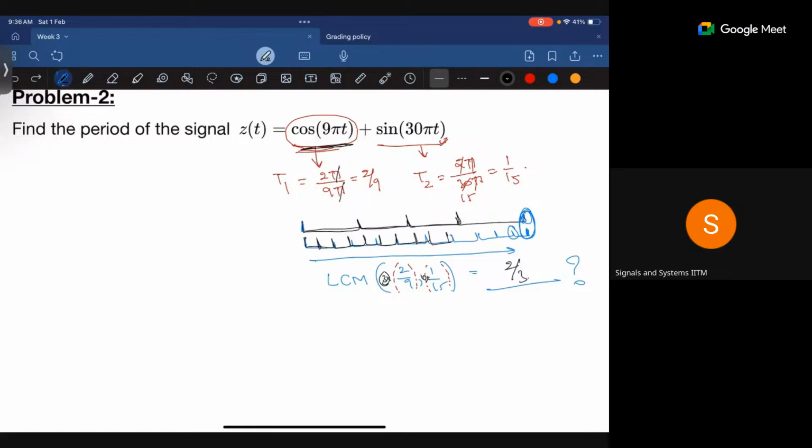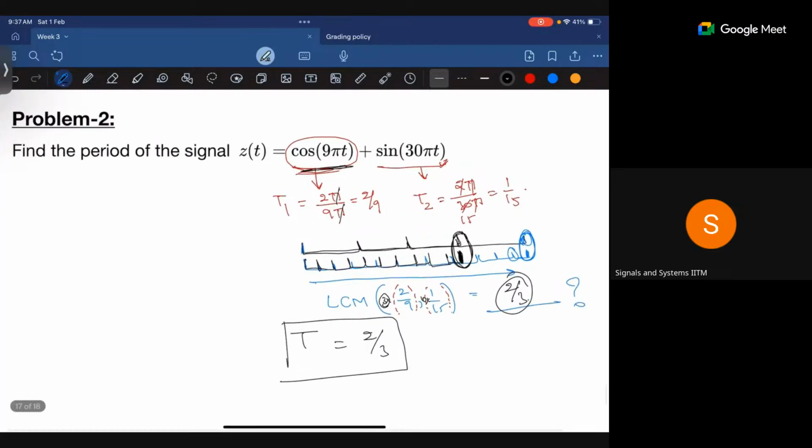5, 6, 7, 8, 9 and 10. And after the 10th cycle and after the third cycle, they will meet for the first time. Therefore, the total time period of the sum signal will be 2 by 3. So you just have to compute the period like this, and the period of 2 sinusoids can be computed like this.